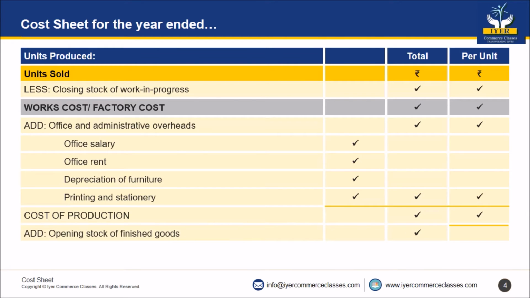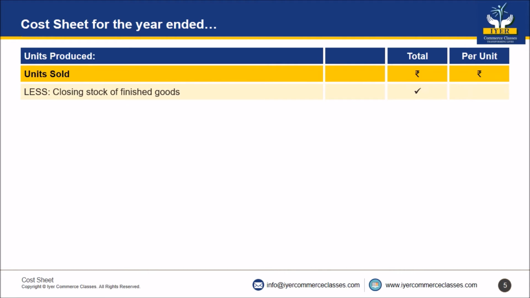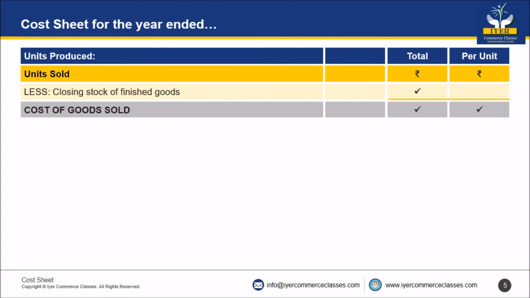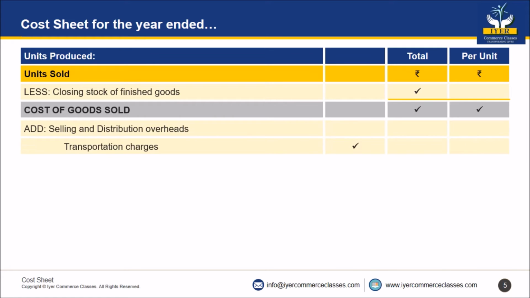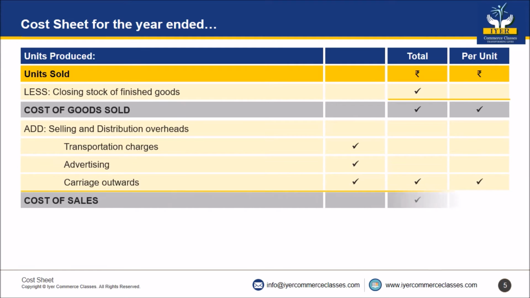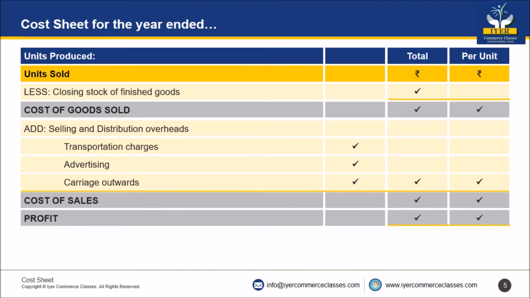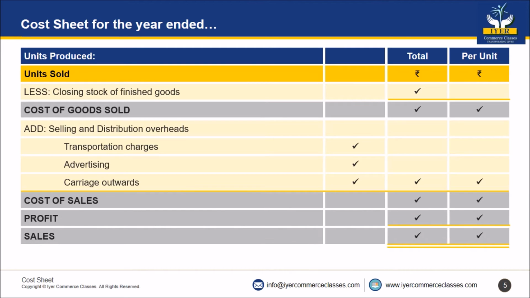Then you add opening stock of finished goods, then less closing stock of finished goods. We get cost of goods sold. Then we add selling and distribution overheads. Example, transportation charges, advertising, carriage outwards, etc. You get cost of sales. You add profit and then you get sales.